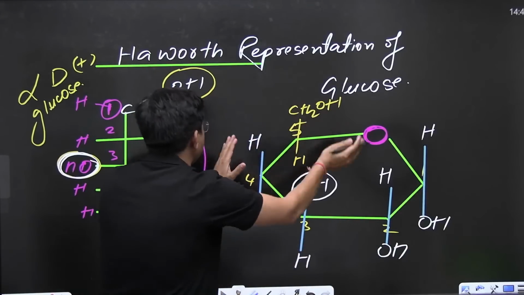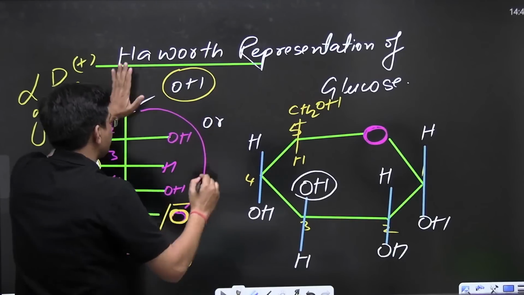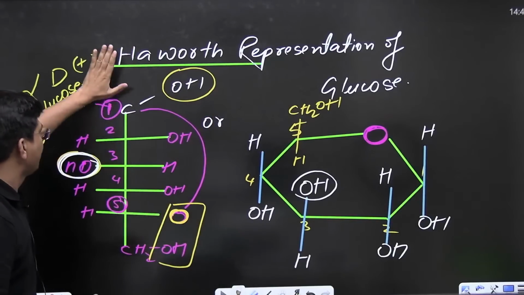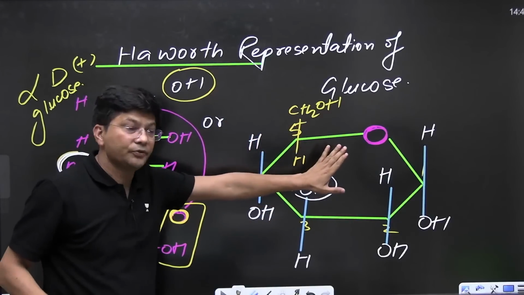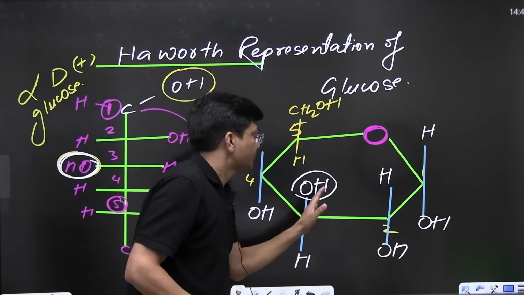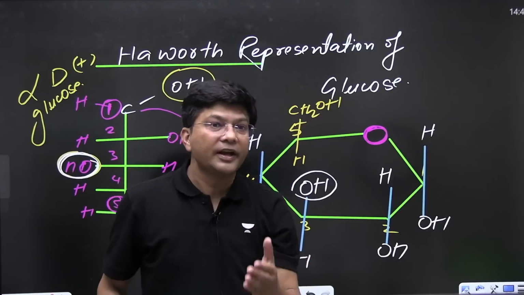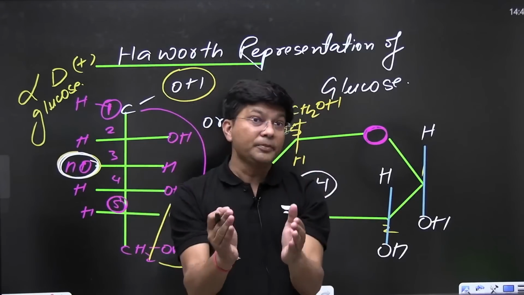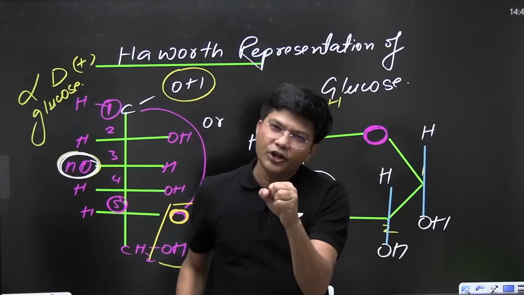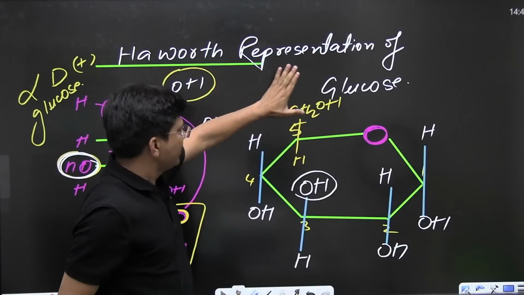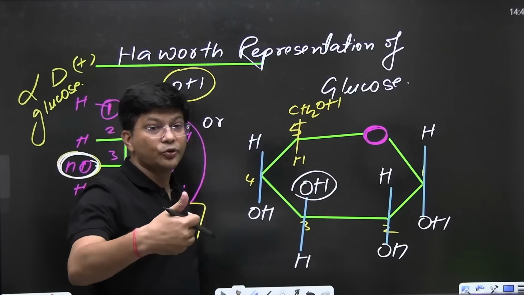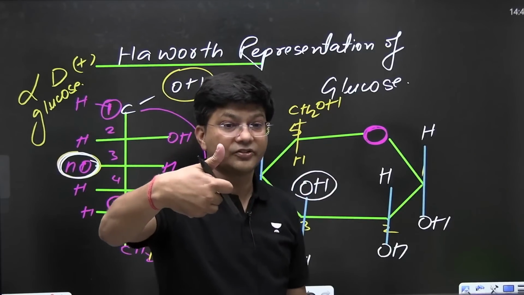So this is the same structure. This is the normal form, this is the Fischer projection formula, and this is the Haworth representation formula. This is your Haworth representation. If this Haworth representation is very clear to each and every one, definitely you are going to kill this chapter. If this structure is clear to each and every one, just let me know in the chat section.